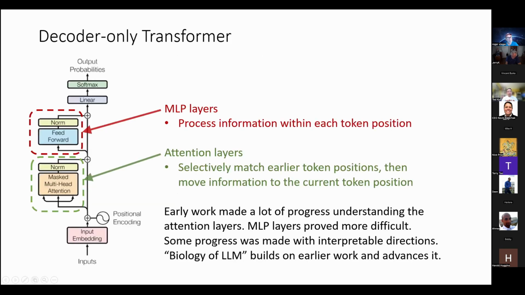As a way of background, these are decoder-only transformers. So Llama, GPT, DeepSeek, all of these models are decoder-only, and they have MLP layers and attention layers. The MLP layers process the information in a given token position, and you can think of the attention layers as the communicators that selectively bring information from earlier token positions to the current token position.